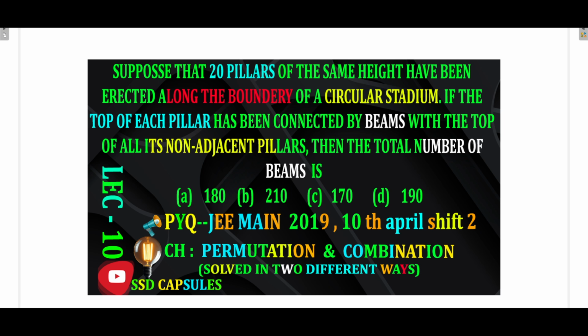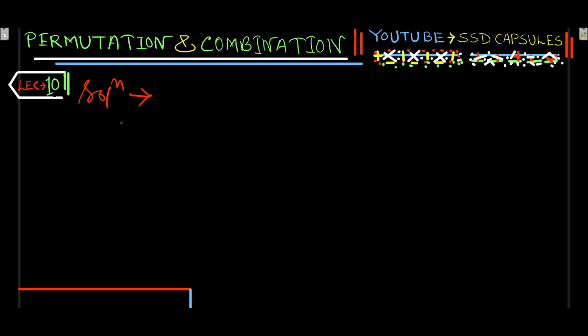Suppose that 20 pillars of the same height have been erected along the boundary of a circular stadium. So first we will draw a circular stadium. 20 pillars will be erected, so we will just take 20 positions.